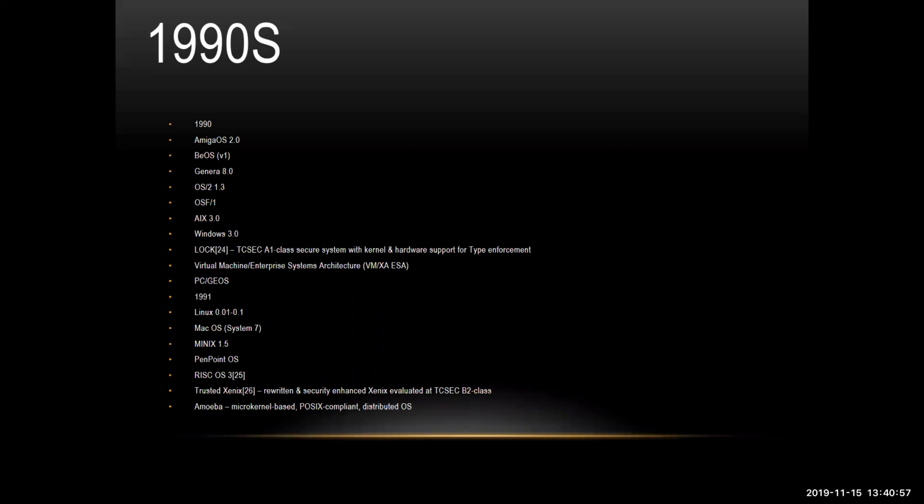And then going to the 1990s, we had the AmigaOS 2.0, BOS. We also had the Genera 8.0, OS/2 1.3, OSF/1, and then AIX 3.0, and we also had Windows 3.0, and then we had Mach, and then Virtual Machine Enterprise Systems Architecture, and TCGE OS.